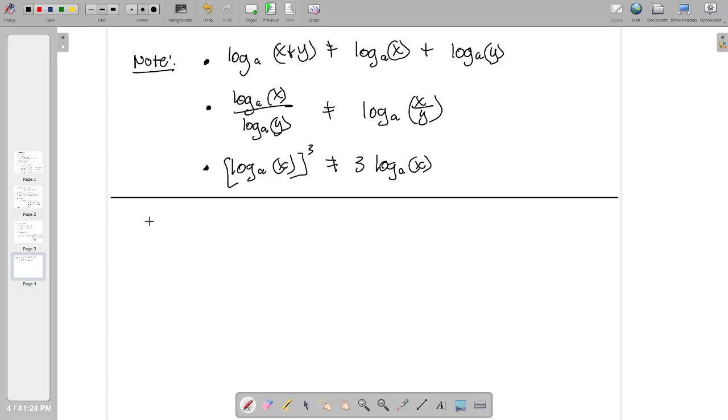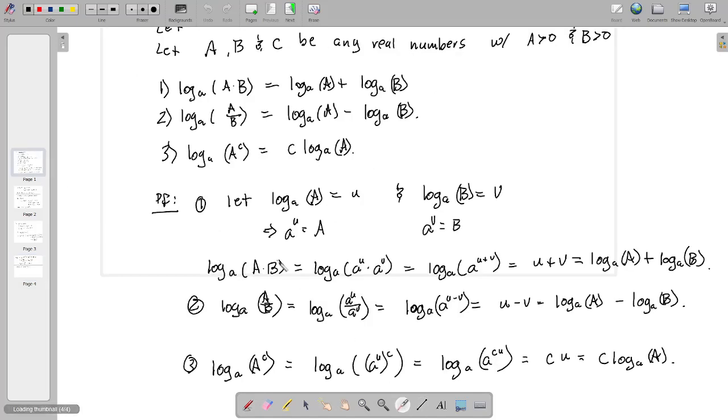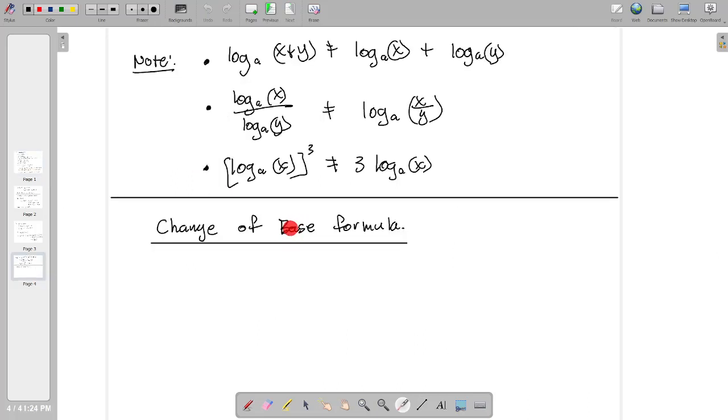The last thing I want to talk about is the change of base formula. I sometimes refer to this as the fourth logarithmic property. It's not technically the fourth logarithmic property, but it is a very nice and useful tool to have when you're moving on in mathematics. And everyone needs to know this when they're learning logarithms.